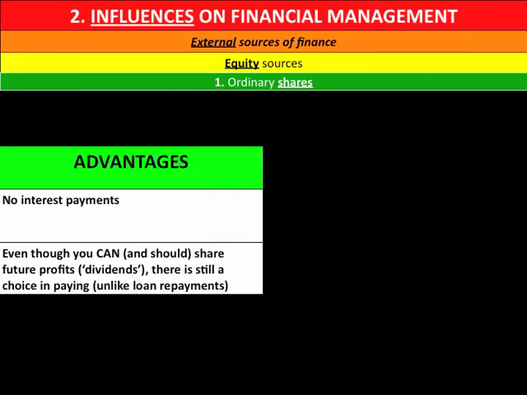The advantages of ordinary shares: obviously you don't have the interest payments because you're not borrowing money. And the other advantage is that even though you can share the future profits and give out dividends, you still have a choice. You can't do that with loan repayments, right? You can come to the end of the year, make $1 billion profit, and actually keep it. You can decide, look, we have very good reasons, we're not going to share it with our shareholders, and you can hold on to it as the business.